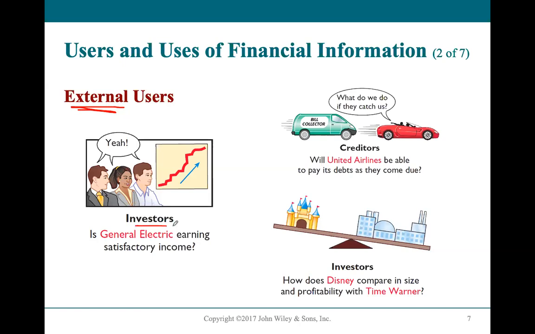Of course, investors are listed twice here because I guess they're twice as important, or at least they like to think they are. And so investors would be looking at financial information because, is the company earning a profit? Is the company growing over time? Is my share of ownership more valuable today, or will it be 5 years from now than it was 5 years ago? So investors want to see the information themselves and make those types of judgments.